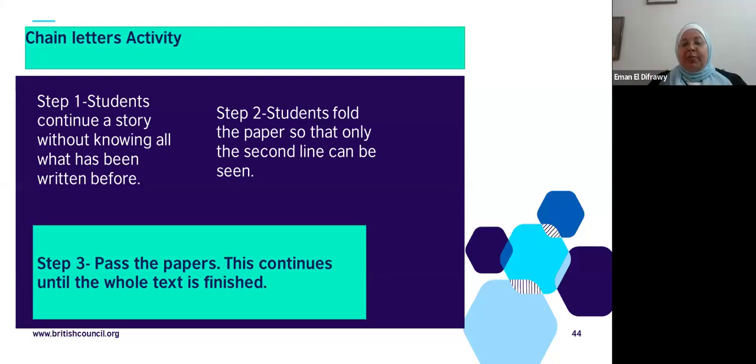So students fold the paper so that only the second line can be seen. Okay, this continues until the whole text is finished. It will be fun because they will have some things that are not really related. So it's so much fun.